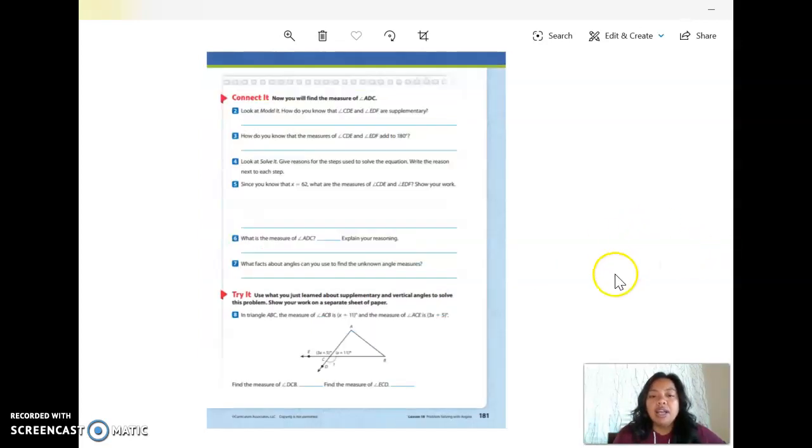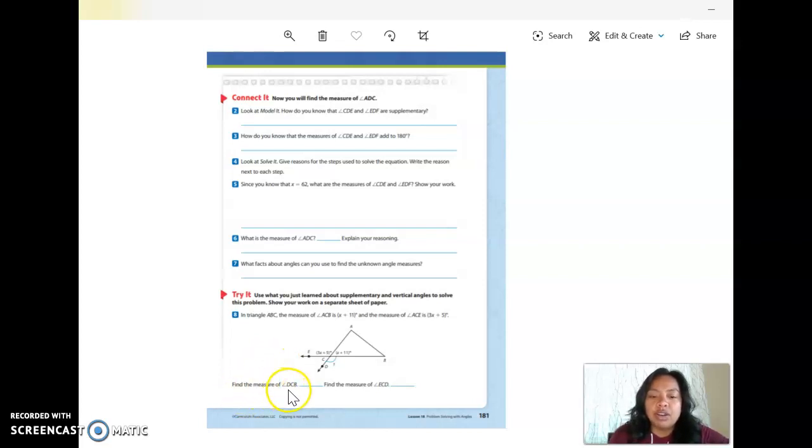Okay? And then the last part, you're going to try this on your own. I'm going to go ahead and walk you through the directions, and then I'm going to leave it to you to try on your own. It says in triangle ABC, this triangle right here, the measure of ACB is x plus 11. The measure of ACE is 3x plus 5. And they're going to ask you to find a few different angles.